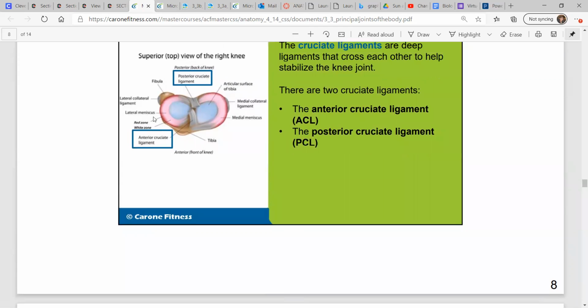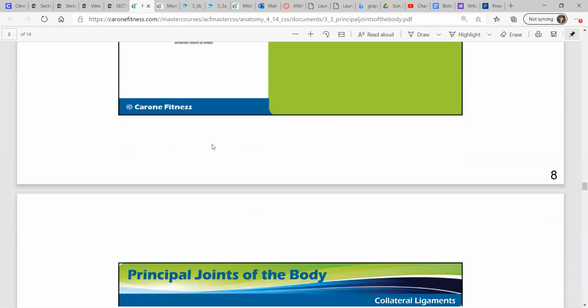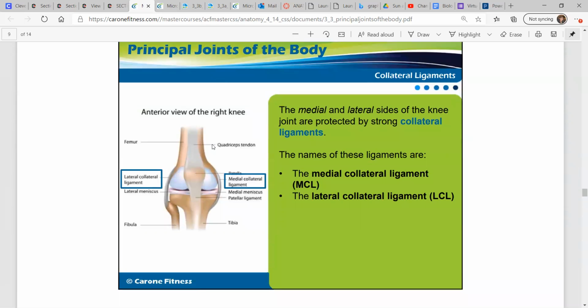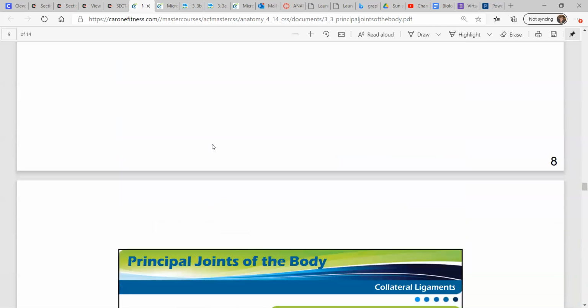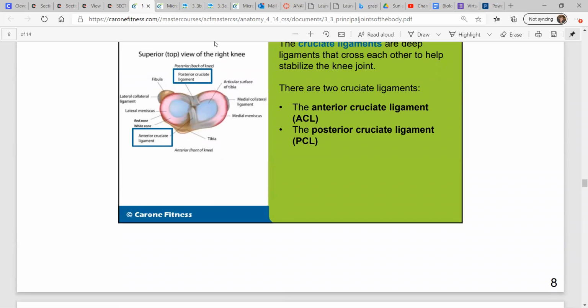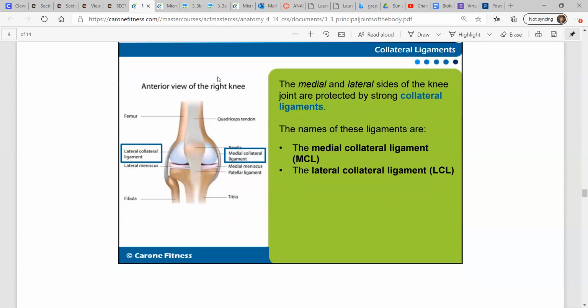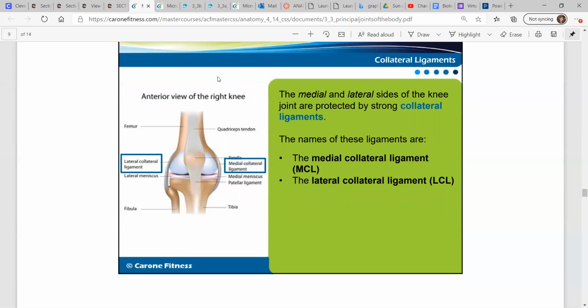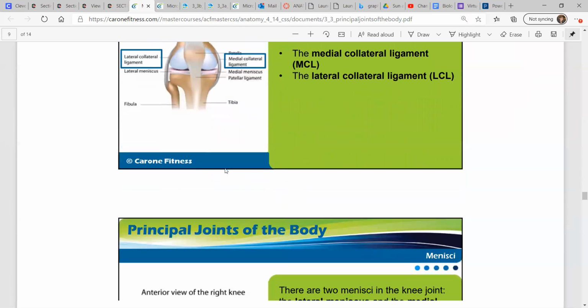This is the top of your knee. Well, this is a top view, so you're looking down through your knee. And then we have the medial and lateral sides of the knee joint, and they're being protected by the collateral ligament. The names of the collateral ligaments are the medial collateral ligament, the MCL, and the lateral collateral ligament, or the LCL. And those are on the sides of your knees.